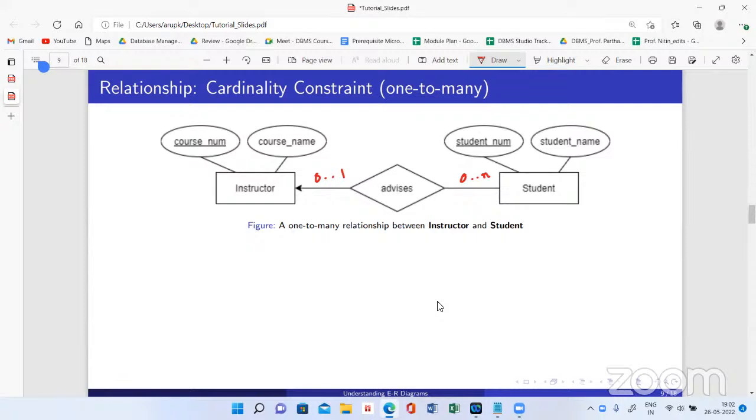So what is the idea? The instructor table will have instructor number and instructor name. The student table will have the student number, student name, and along with that the instructor number. Instructor number is the primary key, right? So you are understanding, right?